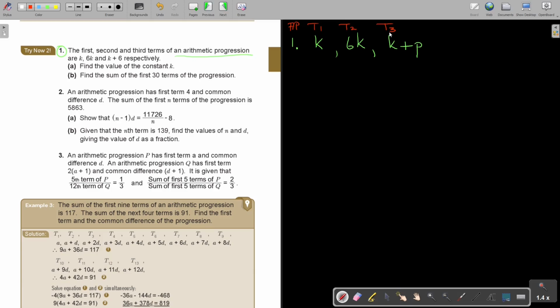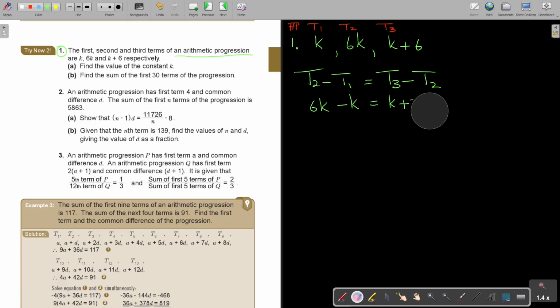Now don't forget always that to find d, because it's an AP, T2 minus T1 will be equal to T3 minus T2. So 6k minus k will be equal to k plus 6. Luckily, I thought, oh, k plus p. I wrote it incorrectly there. Did you see that? So let's just correct it here also. So k plus 6.